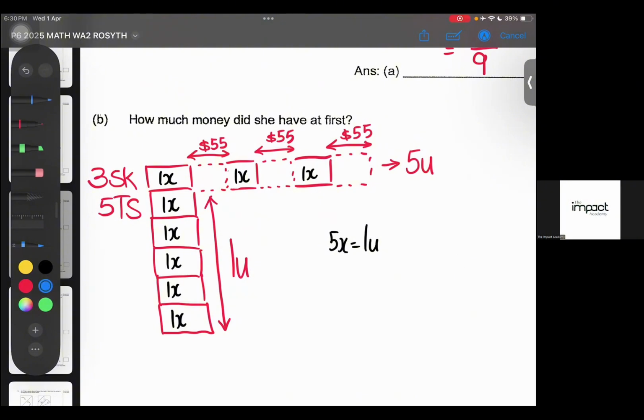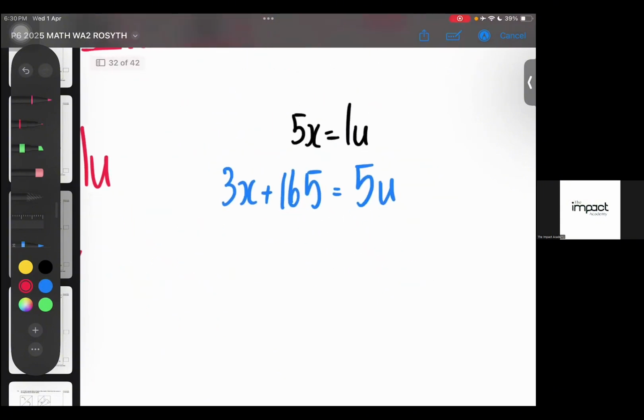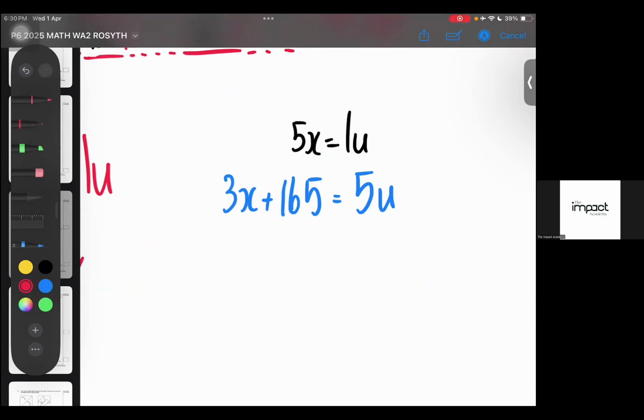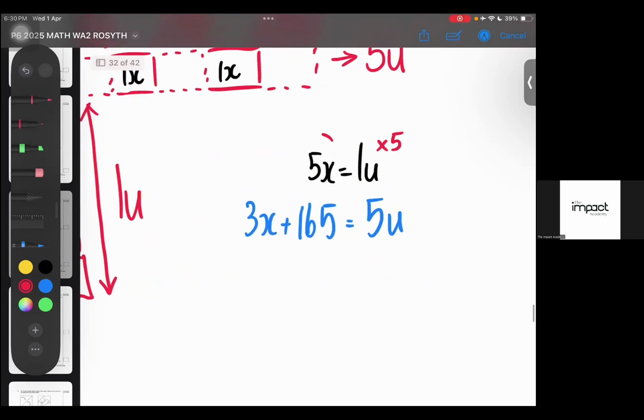So x plus 165. Very good. 165 because you do 55 times 3 times equals to how many units? 5 units. Are you going to make x the same or units the same? It's easier to make units the same. So you just have 5 times 5 here. Exactly. Agree or disagree?